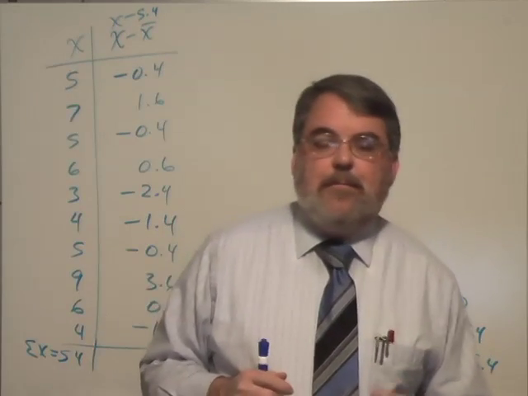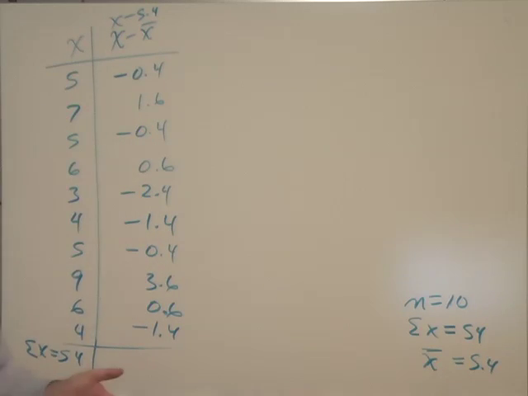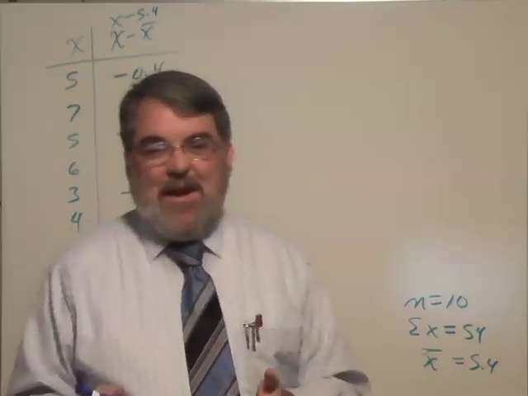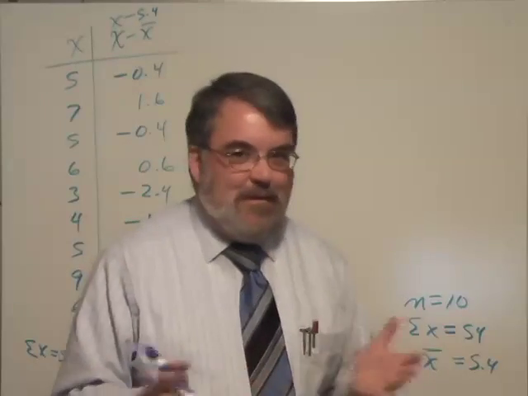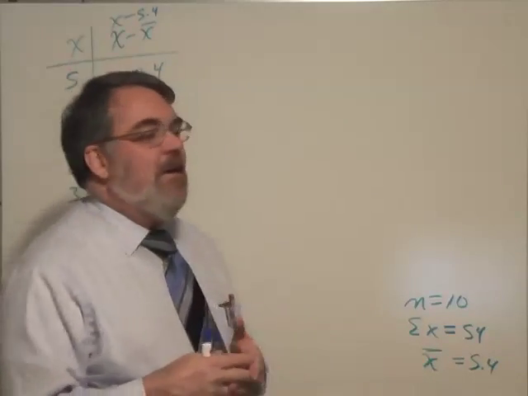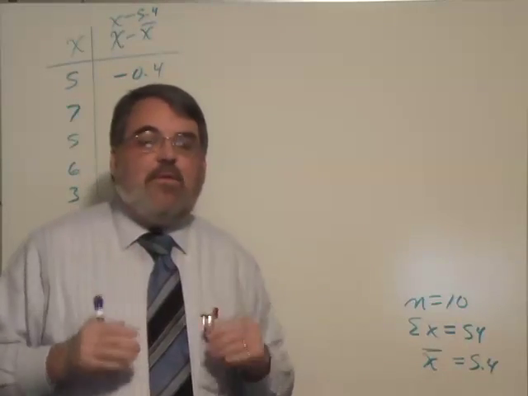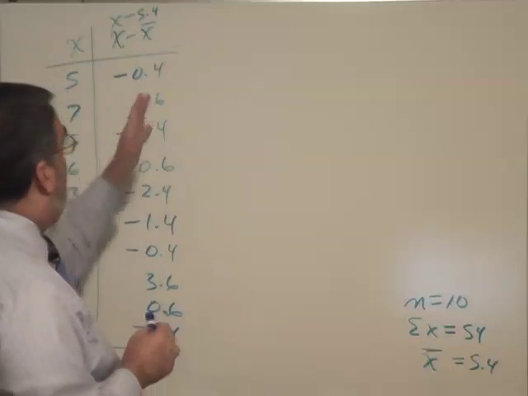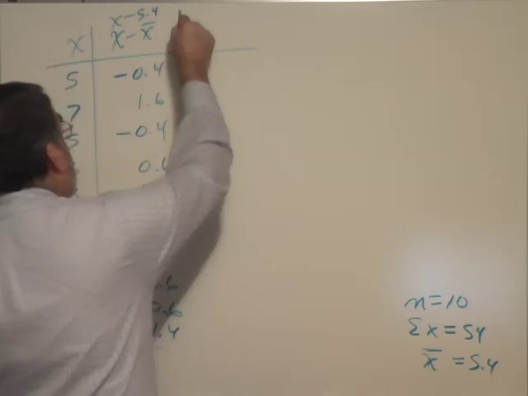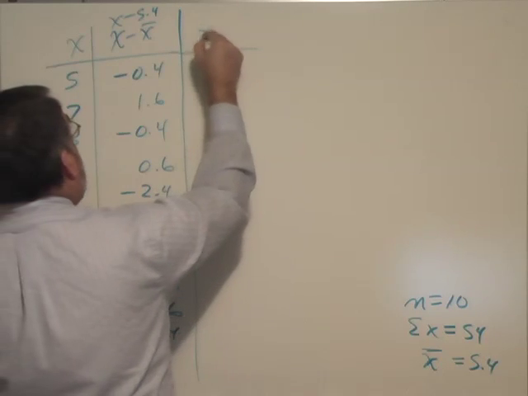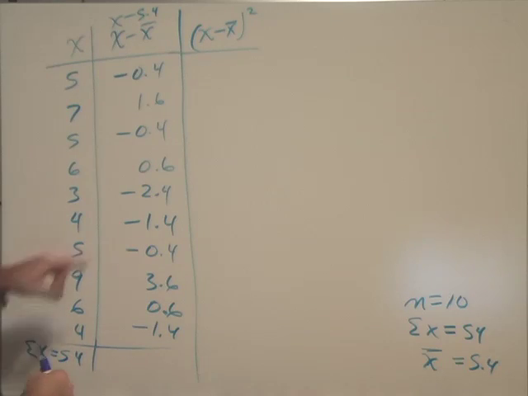We need something else. Well, we could take the absolute values of these, just turn them into positives, and take its average. And that is another measurement of dispersion. I don't know what it's called. No one uses it. But actually it turns out the most convenient way to measure this idea of dispersion is to next square these numbers. And so I'm going to take the x minus x bar column and square it. Alright, so we square these.